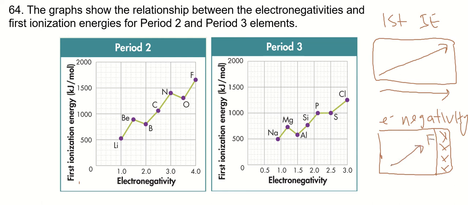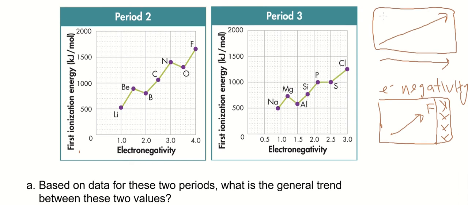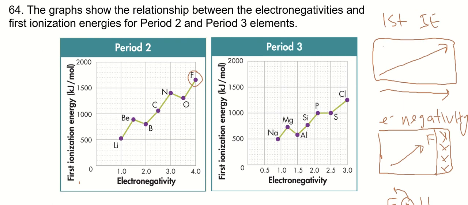What that means is, if an element like fluorine is sharing electrons in a compound with another element, let's say hydrogen, those shared electrons are going to be more attracted to fluorine because it's more electronegative. That's how you end up with polar bonds. So that's electronegativity. First ionization energy is the energy required to remove that outermost electron. Those are the trends.